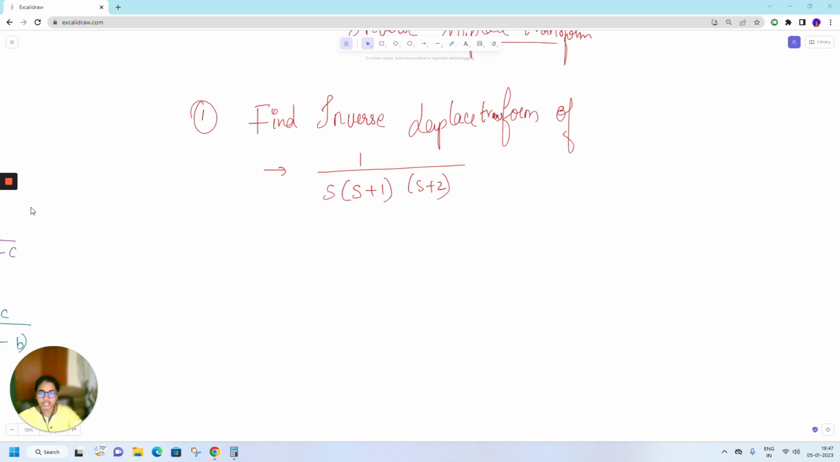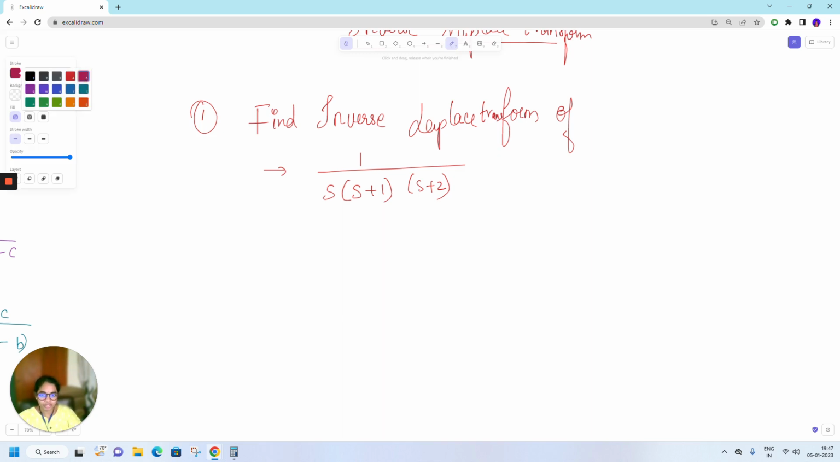Our first question is, find the inverse Laplace transform of 1 divided by s into s plus 1 into s plus 2. Okay, how do we solve this? If I had a positive sign between three terms, that is, if I had something like 1 by s plus 1, positive or negative, anything, I would have applied some of our direct formulas. But here we have three terms in product. So what I'll do is, I will bring in the concept of partial fractions.